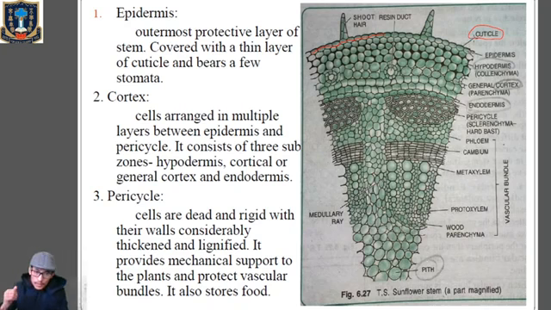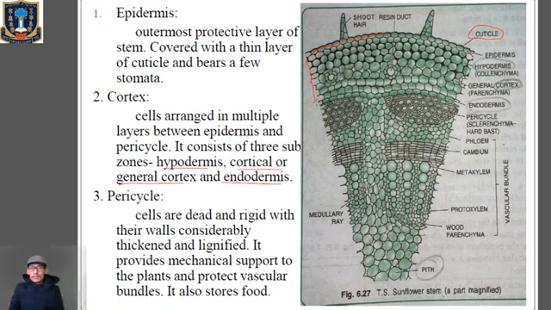Now, after epidermis, we will find the presence of next layer, which is called the cortex. Okay, but remember carefully that cortex is divided into three subzones. Okay, so cortex is divided into three subzones. Those three subzones are hypodermis, cortical or general cortex, and the endodermis. These are the three subzones of the cortex layer. So that means this particular layer of cells is called the cortex. Okay, and it is divided into three subzones: hypodermis, cortical or general cortex, and the endodermis.